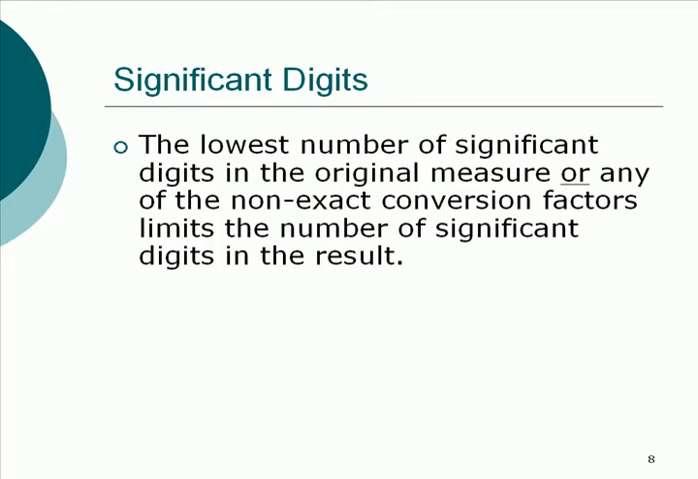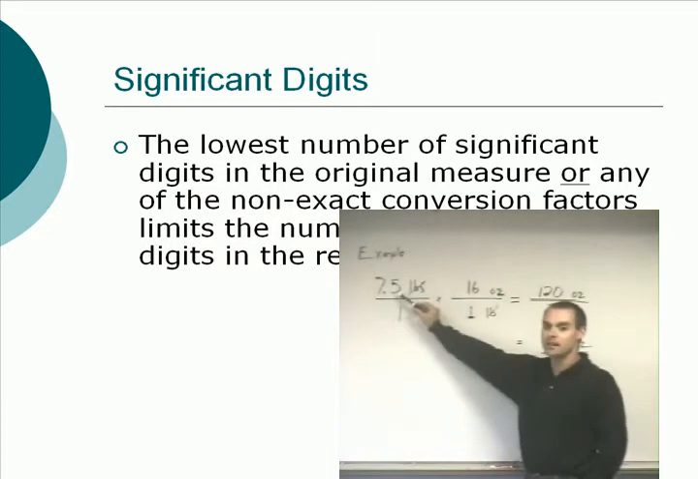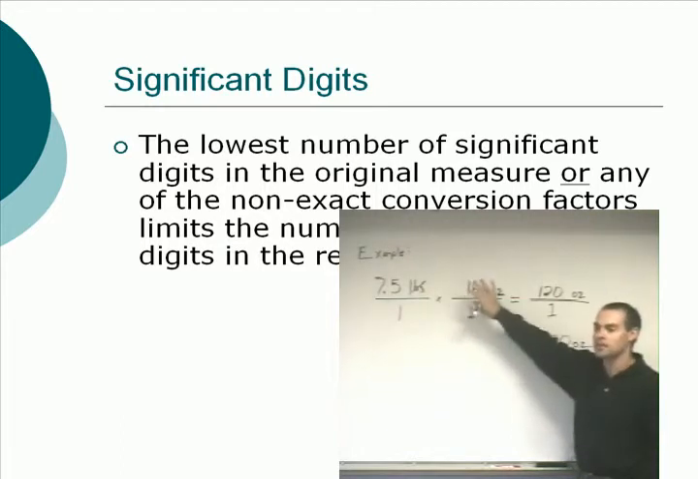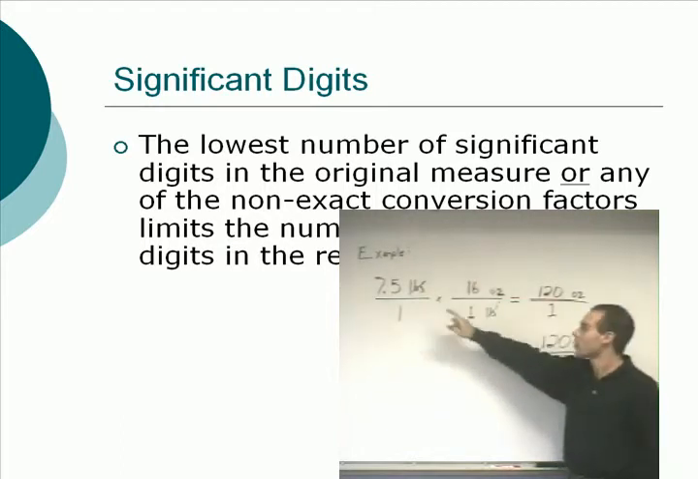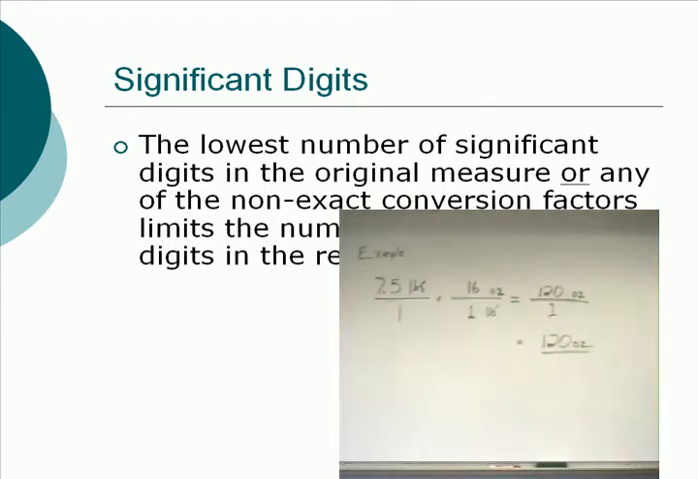How to handle the sig digs. I mentioned this earlier. The lowest number of significant digits, either in the original value or any of the conversion factors that aren't exact, limit the number of sig digs in your result. So, go back to this example we just did. You started out, you've got 2 sig digs here. Is this conversion factor exact or not? It is exact, and so it does not play into how many sig digs your result can have. So we're limited to 2, 120 ounces.